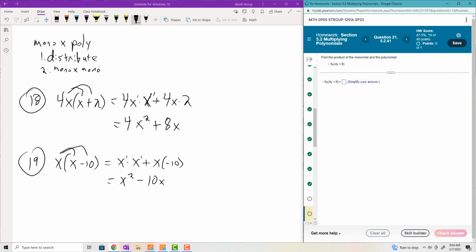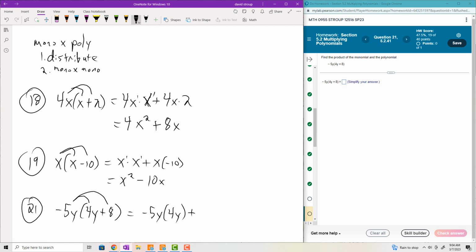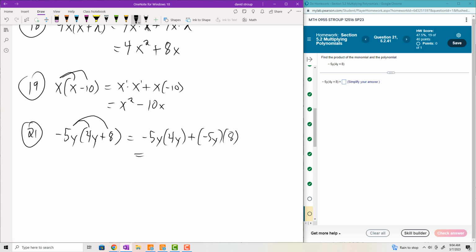Some more of the same. Let's try this one, number 21. So we get negative 5y times 4y plus 8. Okay, so it'll be negative 5y times 4y, and then plus negative 5y times 8. Okay, so the first term, negative 5 times 4 is negative 20. Then y times y, add the exponents to get y squared. Then minus 5 times 8 is 40, and you get y.